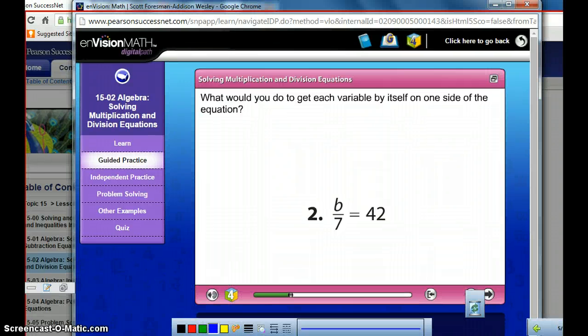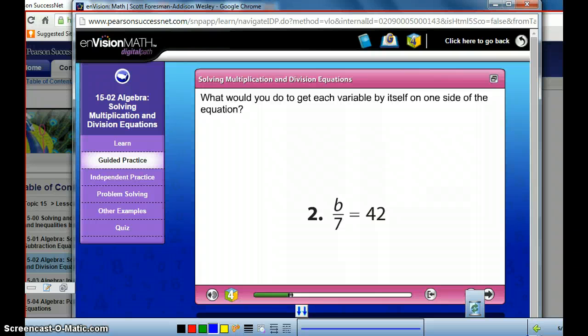You'll write out the problem just as it is. B divided by 7 equals 42. Even though this is division, I'm not going to be thrown off by this. We work it out the exact same way.